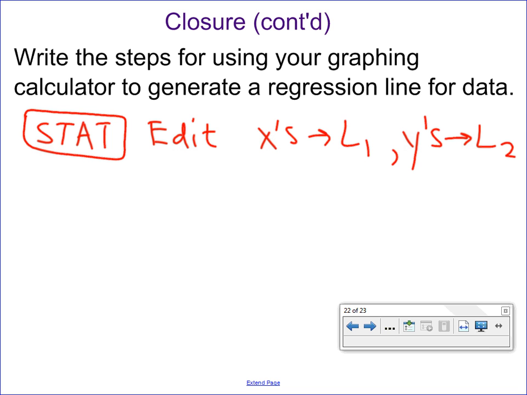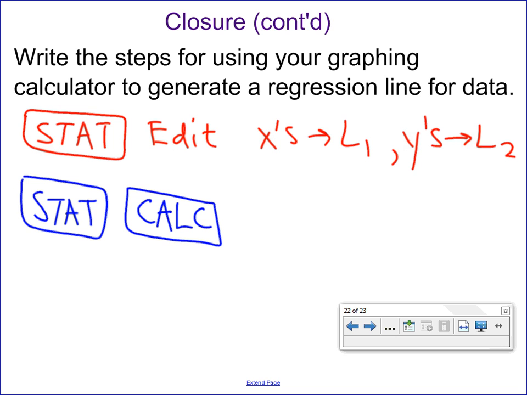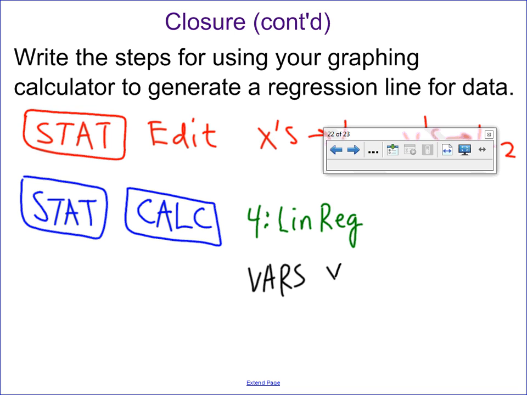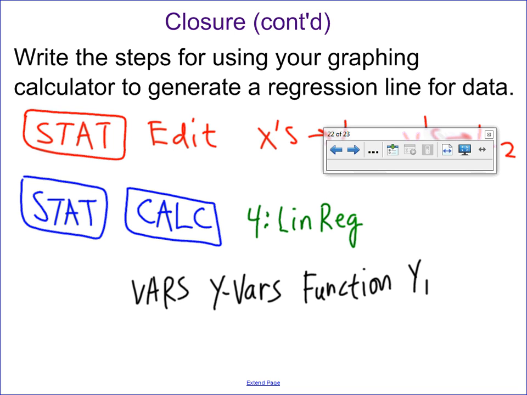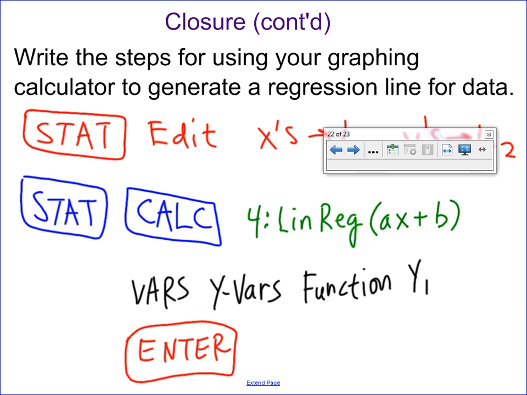Then what do we do? Then we do stat, but now not the edit button. We're now going to do the calc menu. So we went right over to the calc menu, and in the calc menu we selected the fourth option, which was linreg, linear regression, and then we stored our equation. We stored our equation in vars, y-vars, function, y1. And lastly, enter. And it spit out our y equals ax plus b, and stored it in our y equals menu.